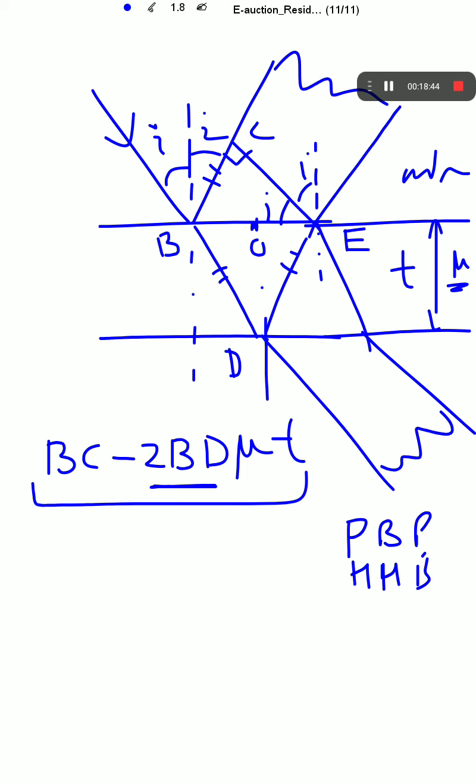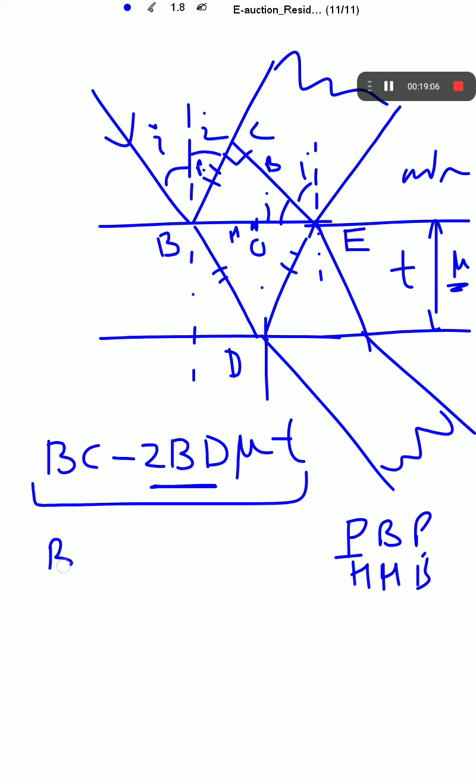BC. Sorry, BC is not the base. This is base. This is perpendicular. This is hypotenuse. We want to calculate this and that. So P and H is here. So P and H is in sine. So I'll write P and H.